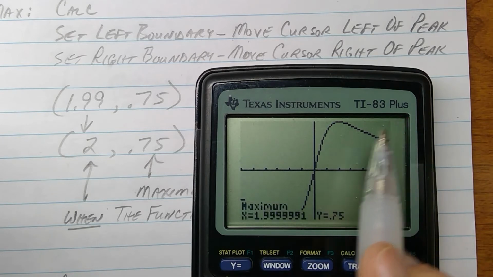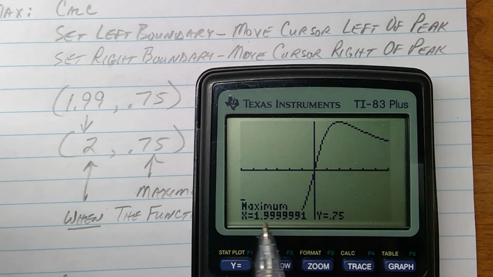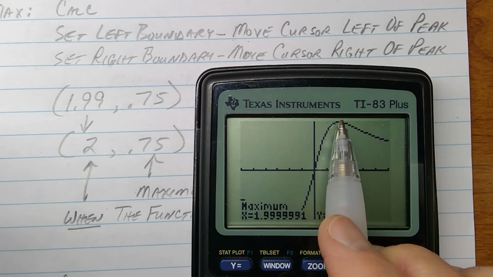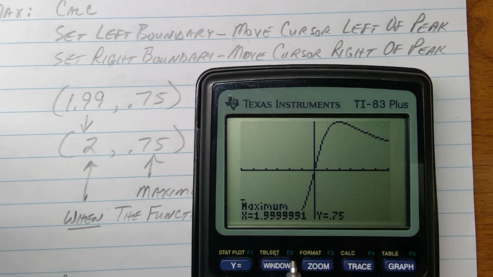It's thinking over there, and it says your maximum is 1.999999. We're going to call that 2. Your maximum is 2 steps to the right, and that's 0.75, about 3/4 of a step. So 2 steps to the right and 3/4, not even a whole step up, is the address of our maximum.